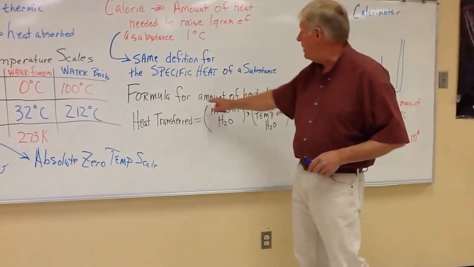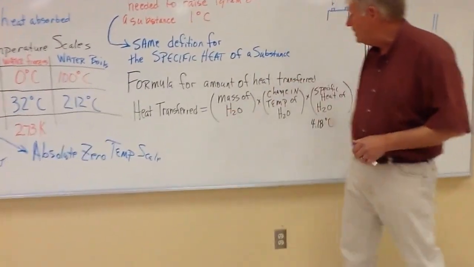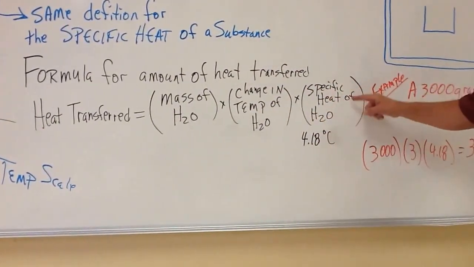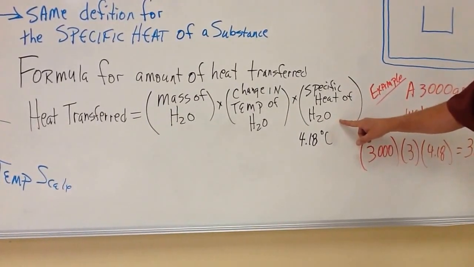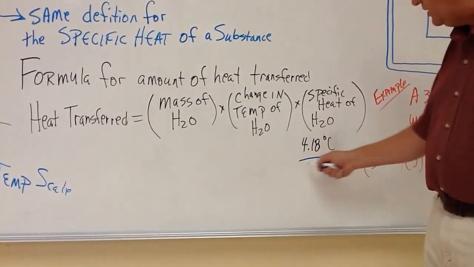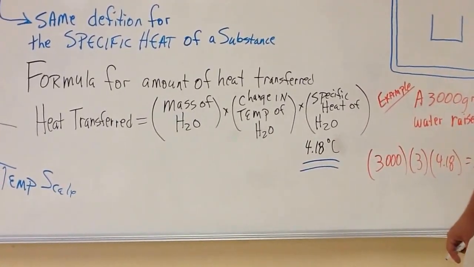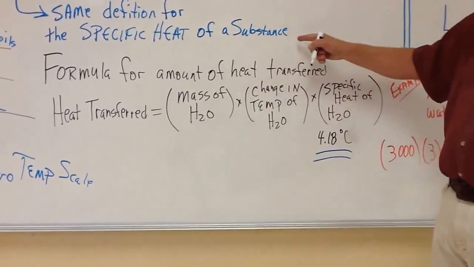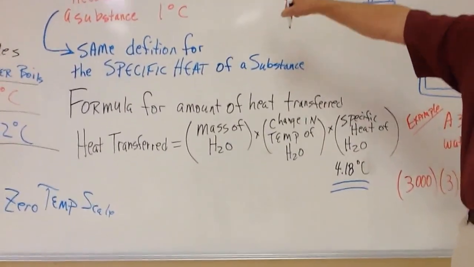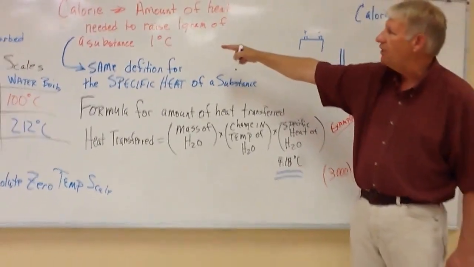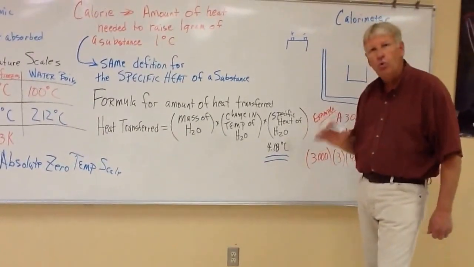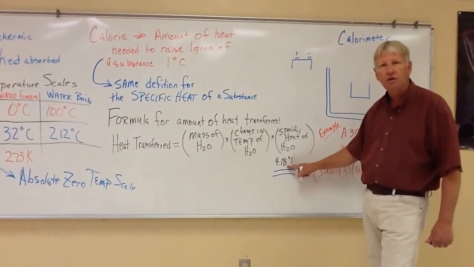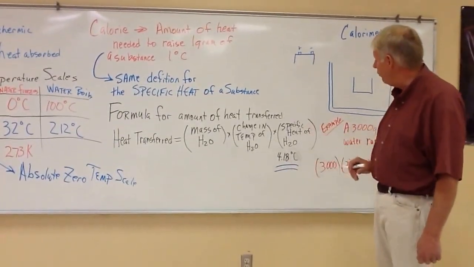Okay, so the formula for amount of heat transferred: heat transferred is equal to the mass of the water, the weight of the water, times the change in temperature, times the specific heat of water. Now, the value for the specific heat of water is 4.18, okay? So you'll need to know that. When we talk about the specific heat of water, what's the specific heat of a substance? Well, it's the amount of heat needed to raise 1 gram of a substance 1 degree Celsius. So how much does it take to raise 1 gram of water 1 degree Celsius? Well, it takes 4.18. Oh, interesting. So this is the specific heat of water.